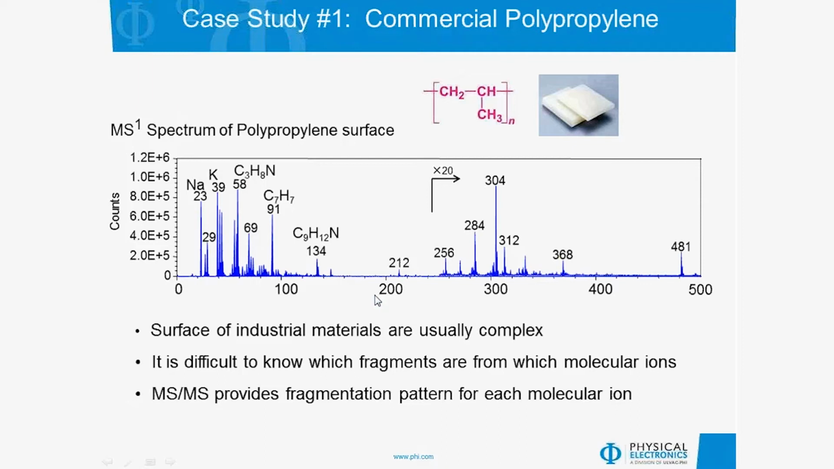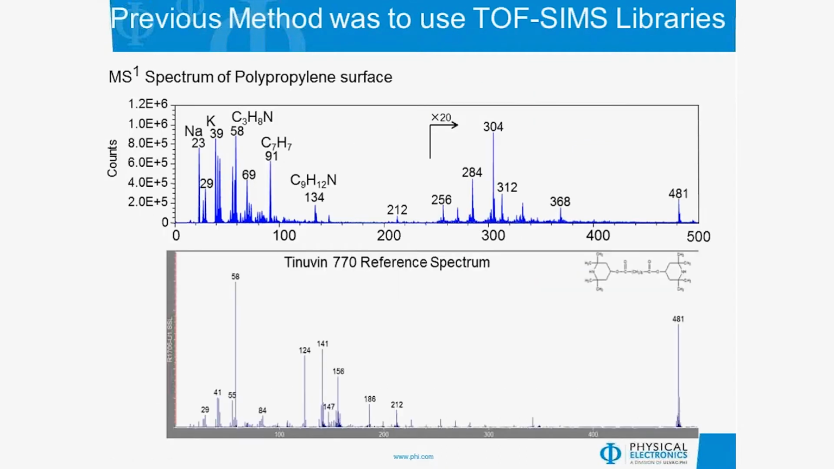So the challenge is to identify these unknowns. And the problem is it's difficult to identify them when you have a mixture of so many different molecules on the surface. So the way we've always done it in the past has been to use a TOF-SIMS reference library. So I show an example of that here. So if we're trying to identify the peak at 481, we'd go through our TOF-SIMS library and find 481, which is tinuvin 770, and try to match this spectrum to the unknown spectrum above.